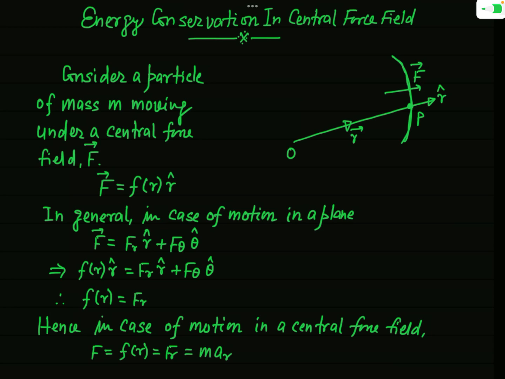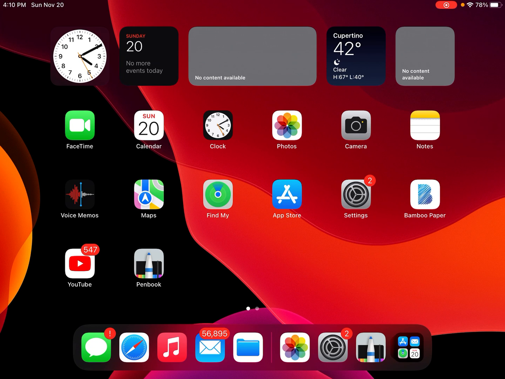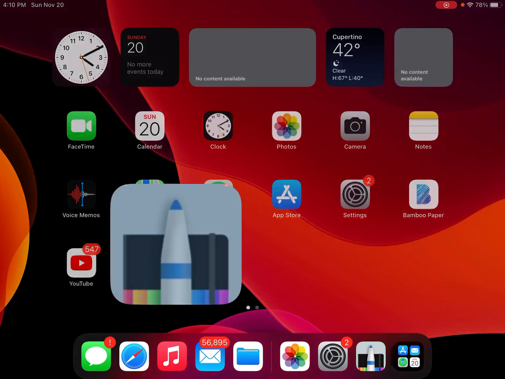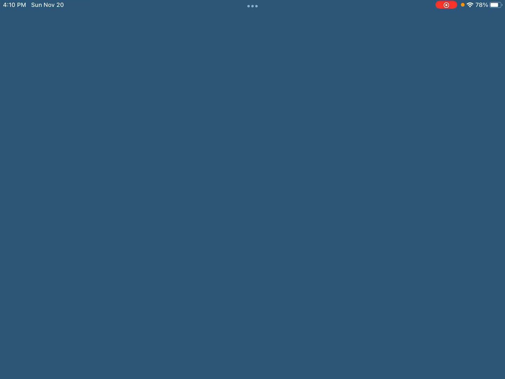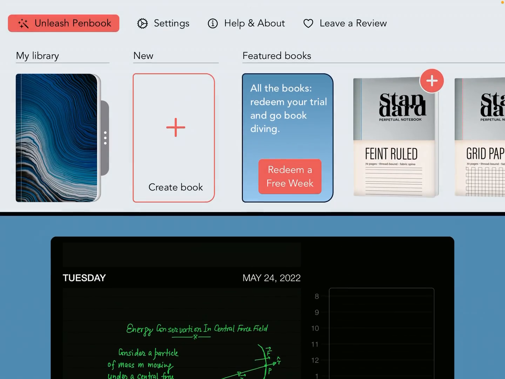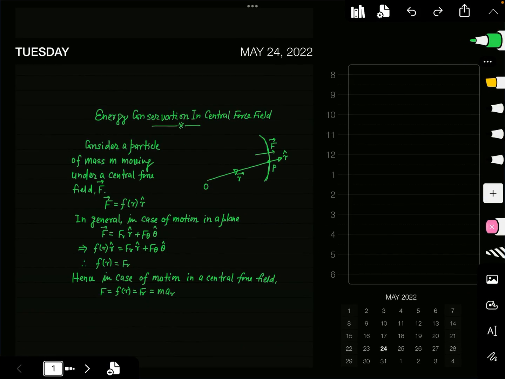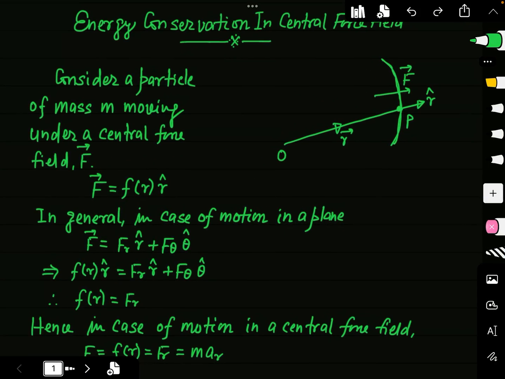I have shown that the radius vector of the position of the particle with respect to the center of force, O is the center of force of the central force. Sorry, the page has been turned, but this will be just okay, so don't worry. This is just a minor defect of my device. So let us see here. It is now okay.